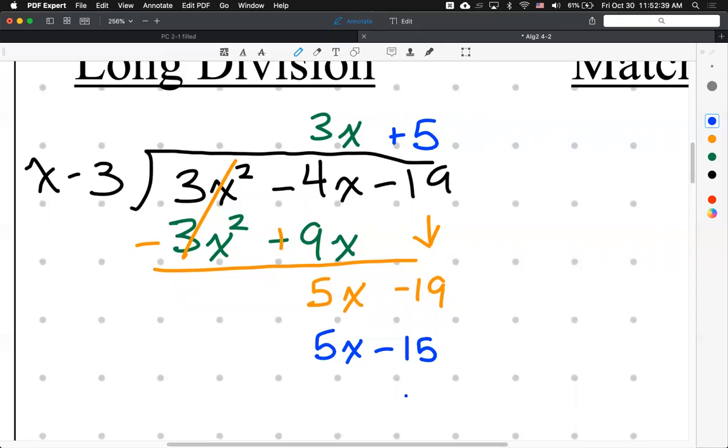What times x is this orange 5x? And Jose told us the blue 5 times this x is this blue 5x to match up. Okay, now that we've matched it up, what do we do?